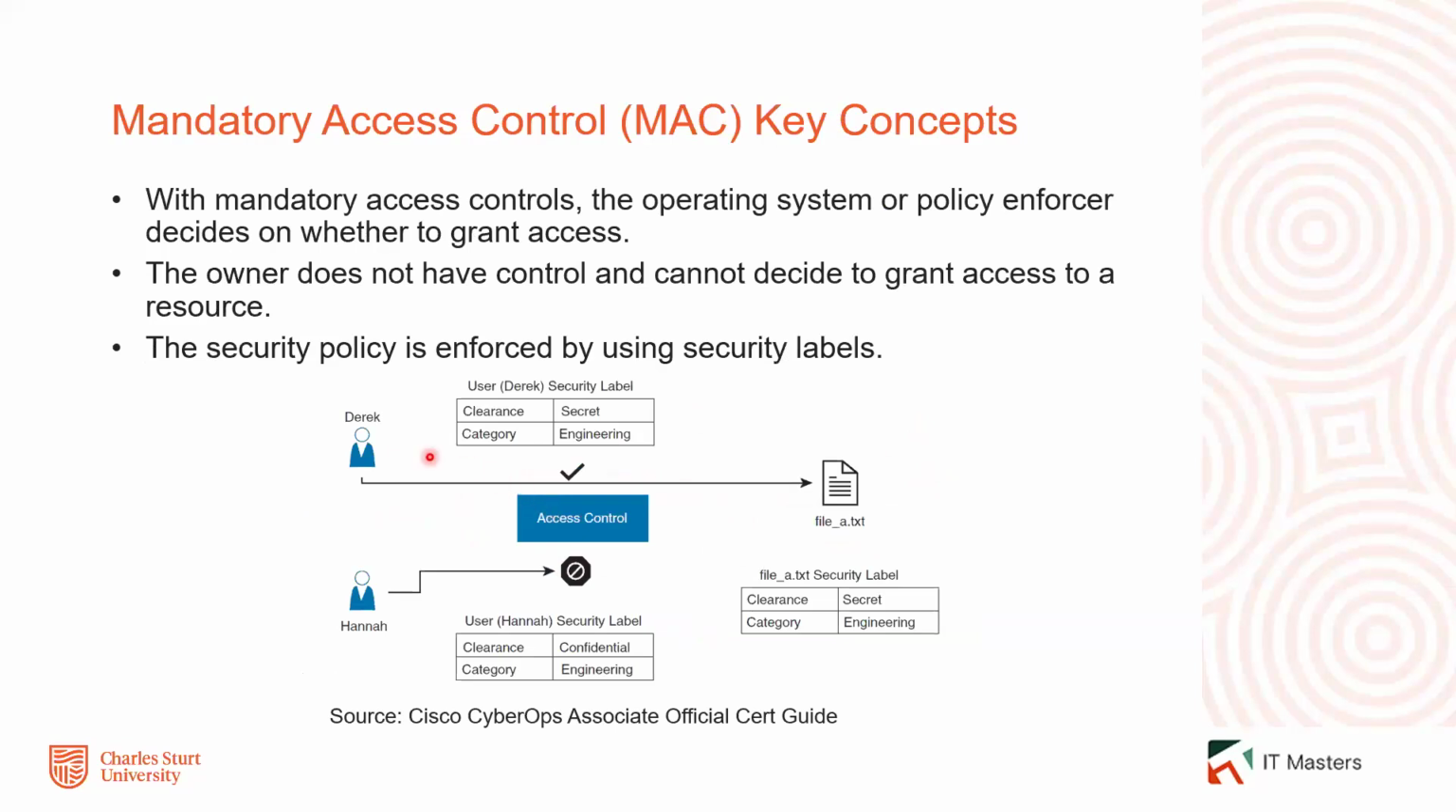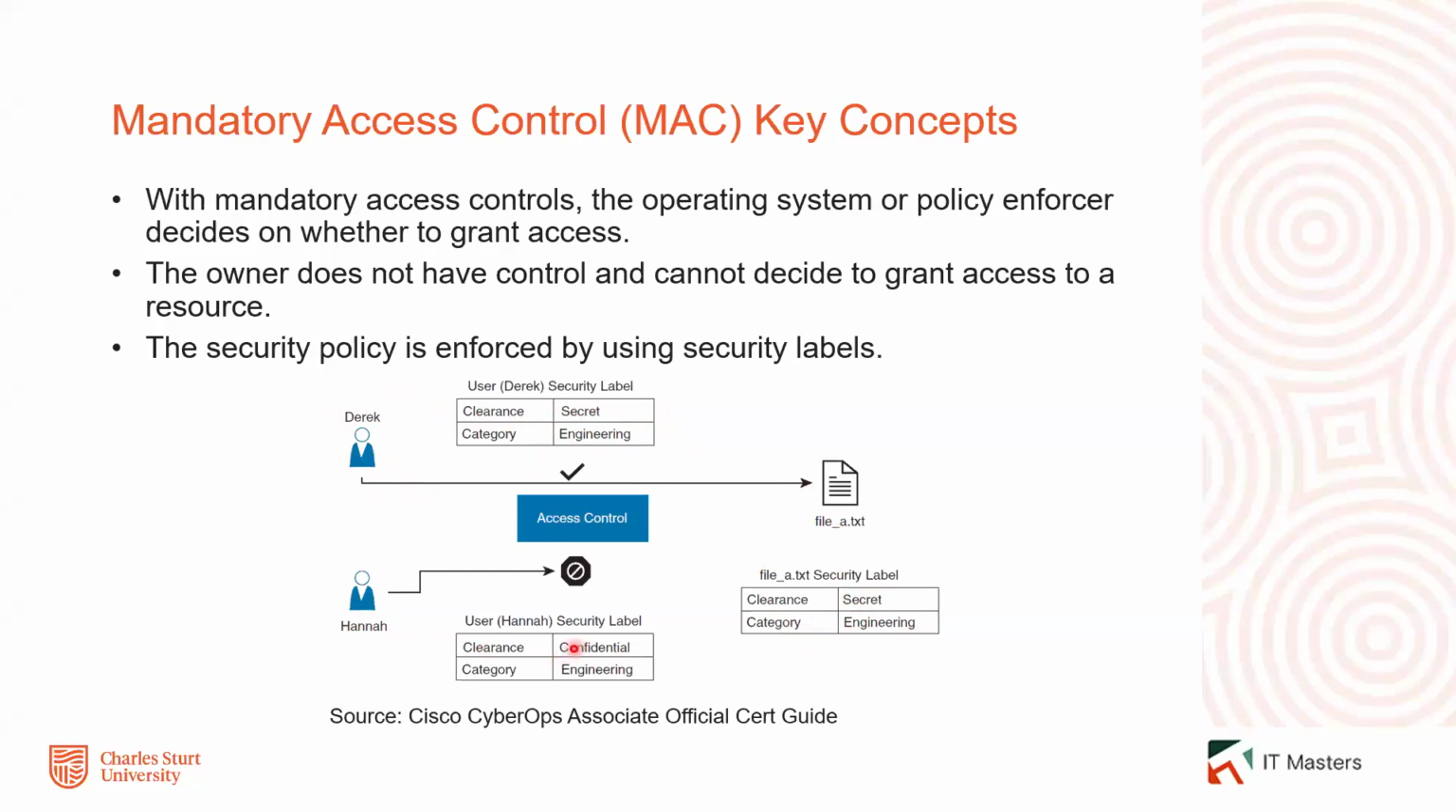In this case here, it doesn't matter whether Derek has created this file or not. The access control system has rules built in it, which determines who can access that file. And it may be that if that access control has been changed for Derek, that he won't be able to access it. So in this particular case, we've got clearance is secret and a category is engineering. That's the security label that is applied to Derek. So he's got secret and engineering rights. The file is labeled as secret and engineering. So Derek now has access to it.